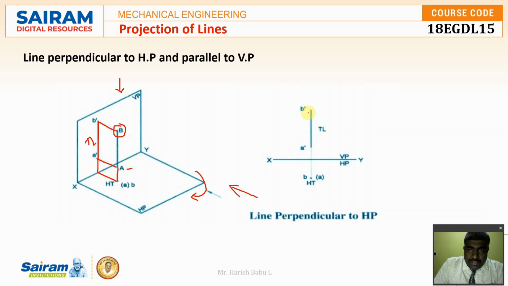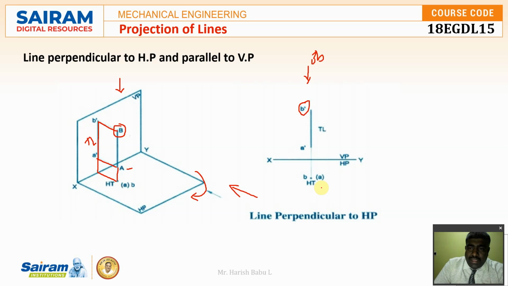When I take this, the true length will be drawn over there, that is B dash to A dash, by taking the distance from HP. And when I draw the top view, I assume the distance from VP and draw the point. Normally, what I do is observe from the top: the nearer point is taken as visible, and the one which is away is taken as invisible.